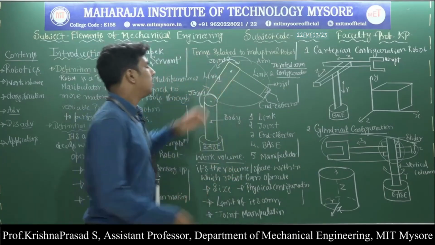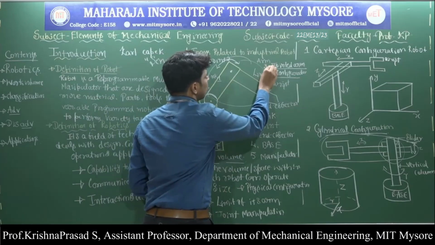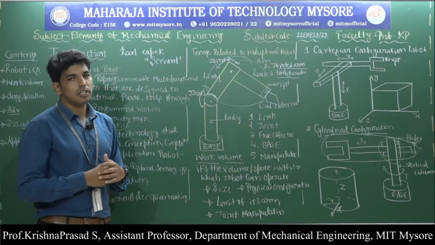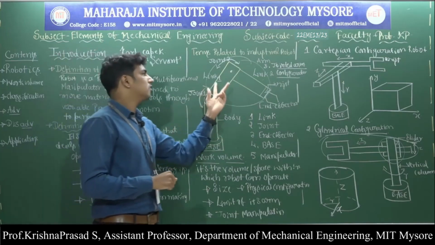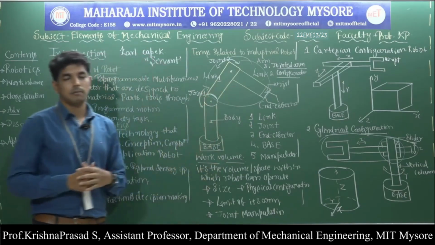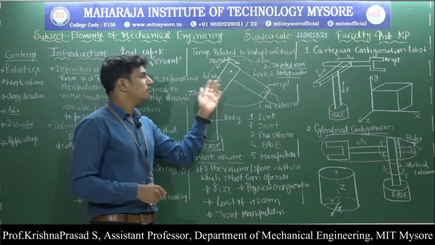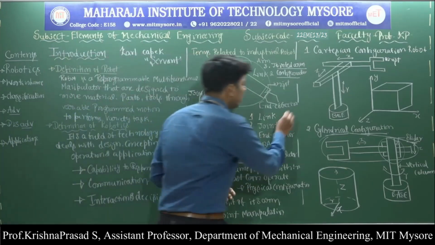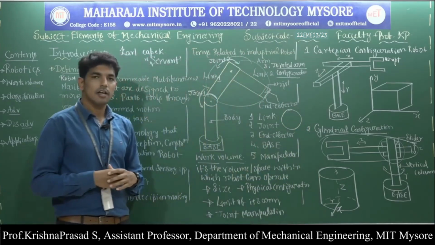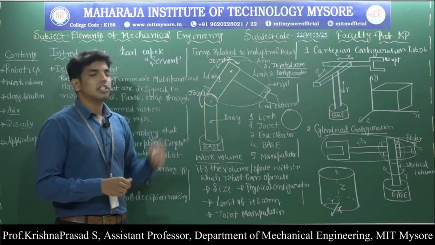Then the third one is called the jointed arm configuration robot. We have already discussed the main parts of the jointed arm configuration robot. It contains two links, two joints, one body and the base. The motion of these kinds of robots is traced as a sphere. Then what is the function of the link?